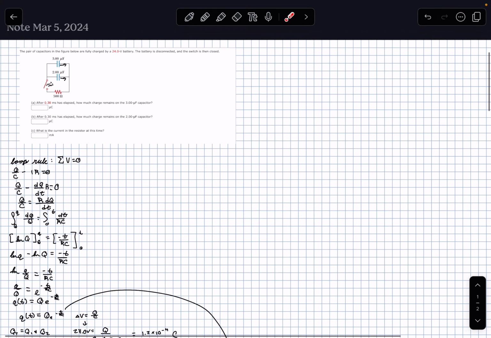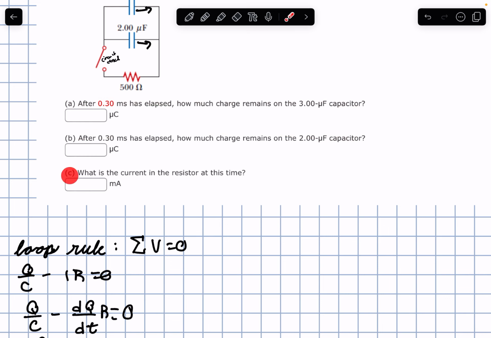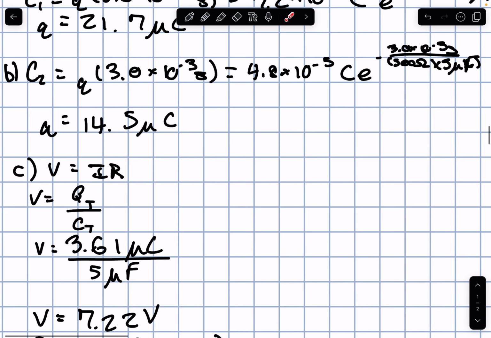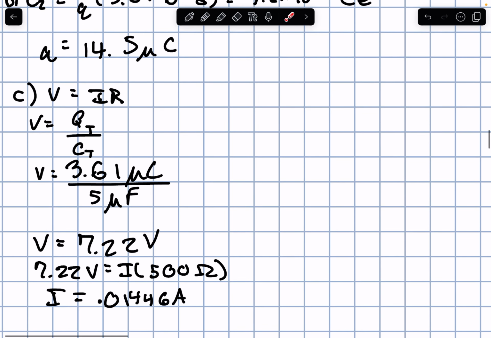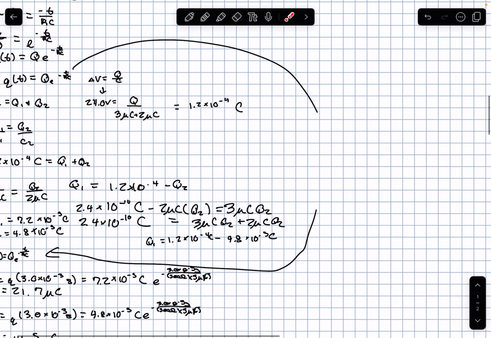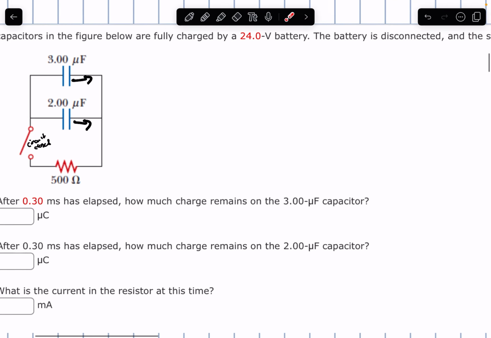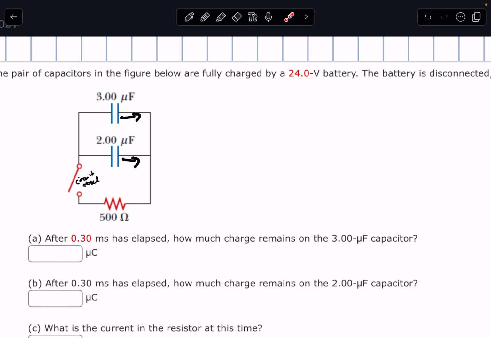So we figured out part A and B. Finally, right? Part C asks, what is the current in the resistor at this time? Current, V equals IR. We've known this. But we need to figure out the new voltage because it's changed after, oh my god, okay, hello. The battery is disconnected. Obviously, we see no battery here. We have no voltage right now.